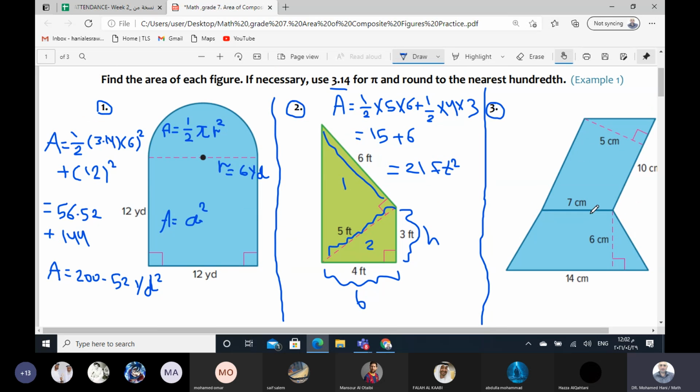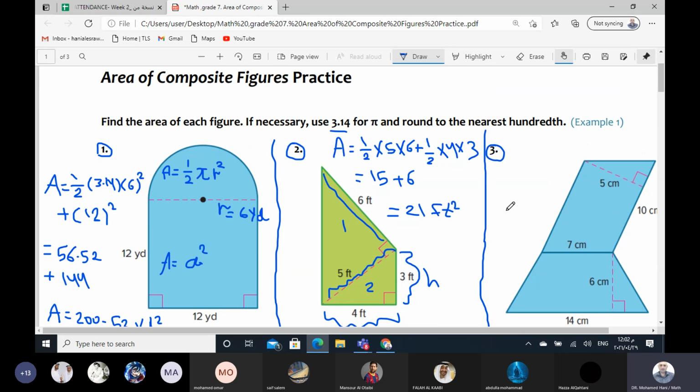As you see here, we have an up parallelogram and a down trapezoid. So the area of the composite figure: find the area of the parallelogram. As you remember, the area of the parallelogram will be base times height.